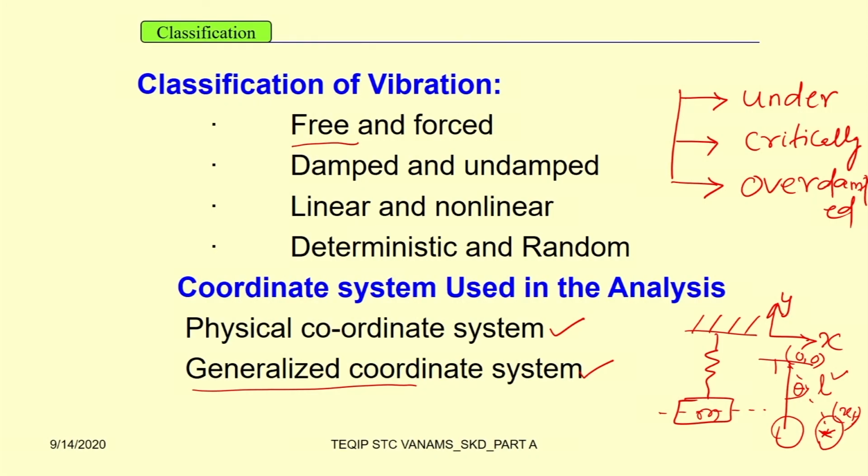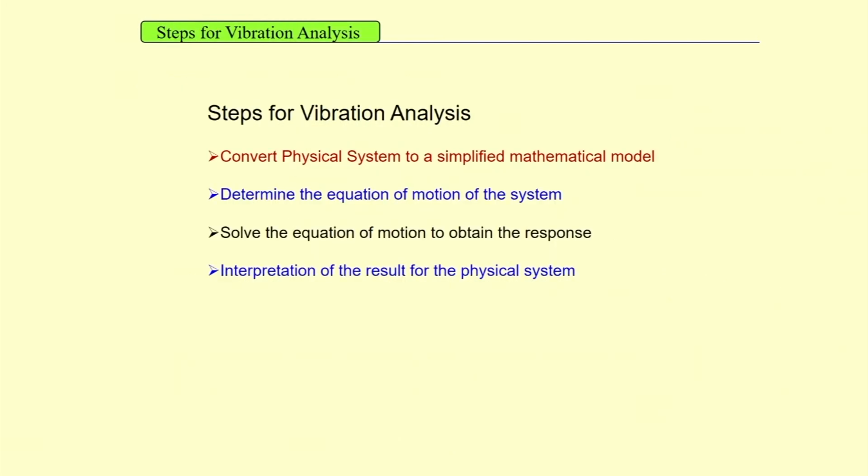When we derive the equation of motion, we will know more about the generalized coordinates, particularly when applying the Lagrange principle or Hamilton principle. By taking these generalized coordinates, we can easily derive the equation of motion. These are different steps to solve the equation of motion. For example, first we must convert a physical system to a simplified mathematical model. Then we have to determine the equation of motion of the system.